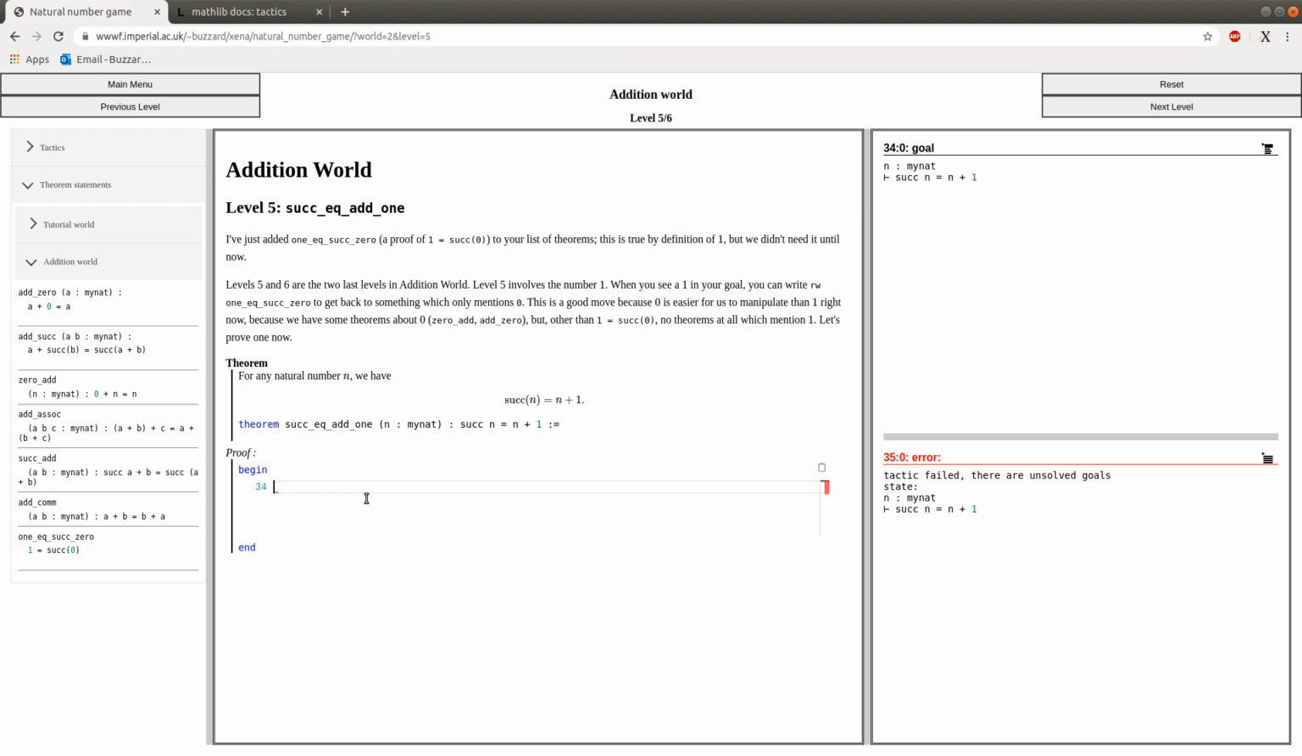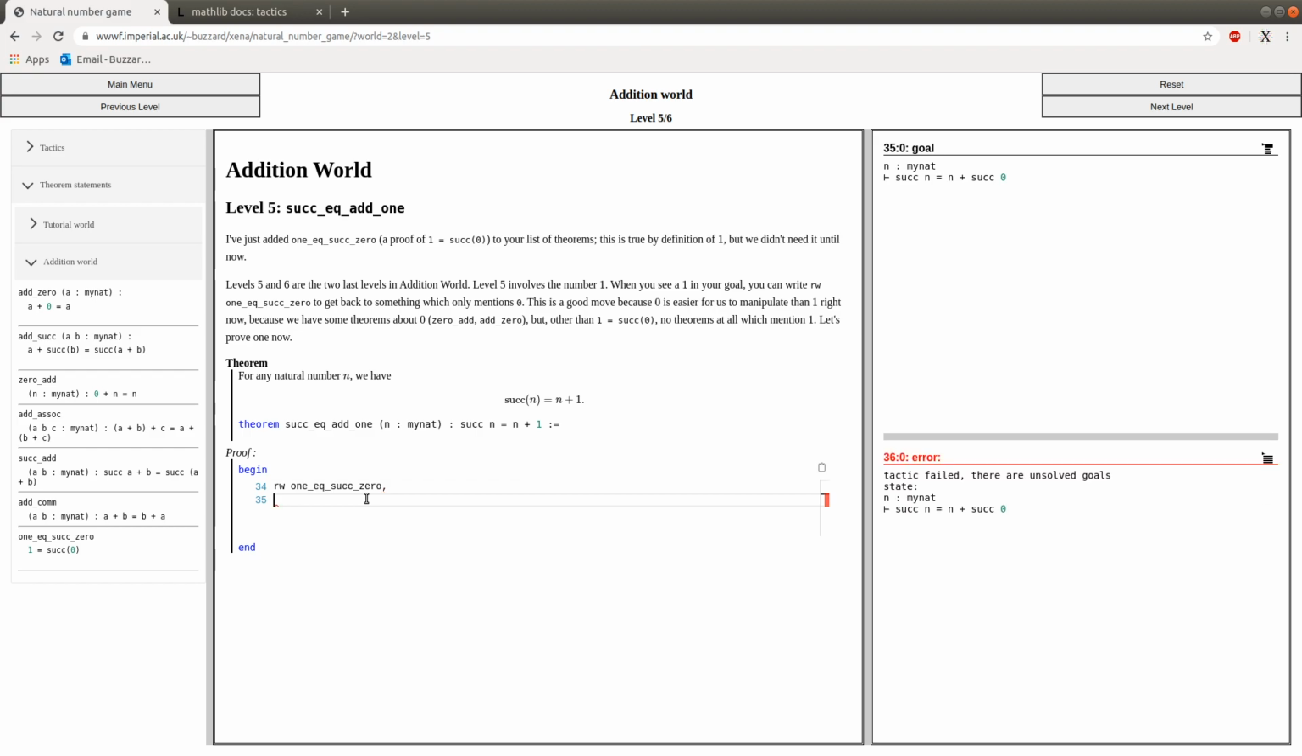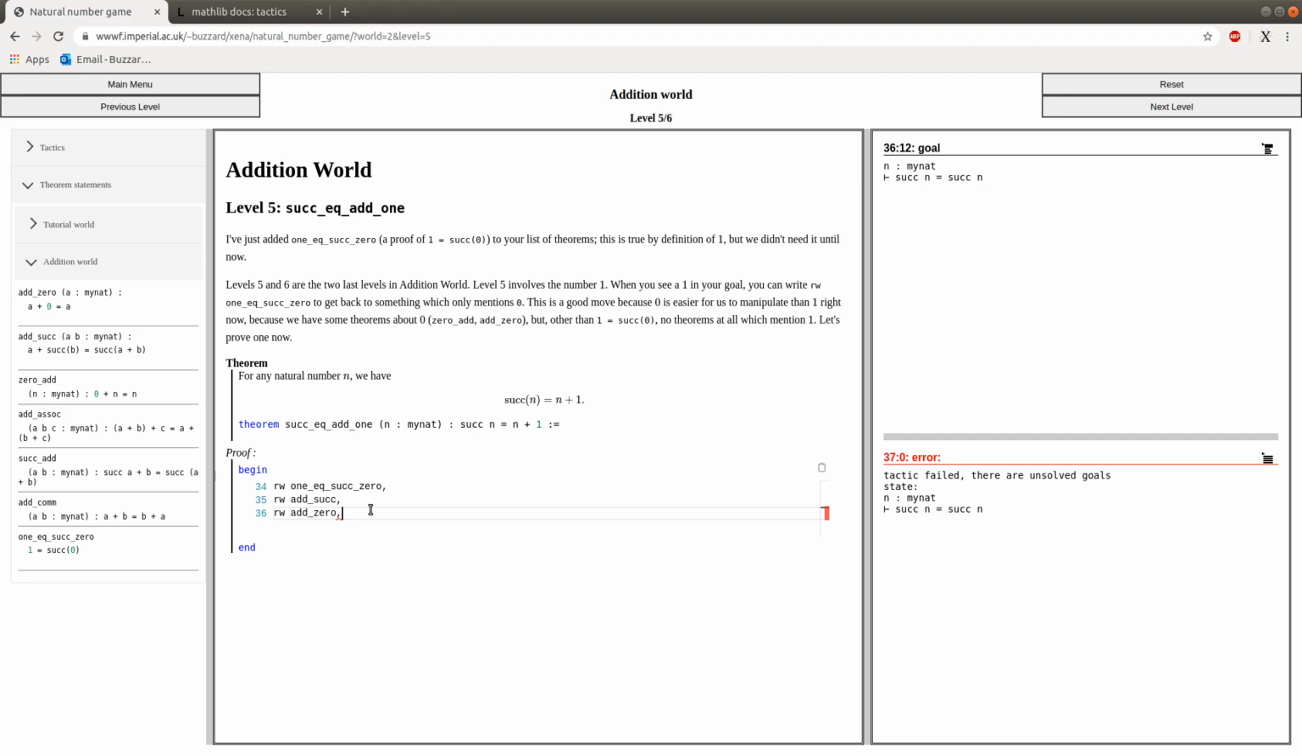What do we know? I think this one is going to be true by REFL. Let's have a look at this, right? Let's rewrite 1 as succ 0. There. And so that's true by definition. That's the definition of 1, that it is succ 0. And if I rewrite add succ, then I get succ of n plus 0. And if I rewrite add 0, then I get succ n is succ n. So all of those things are true by definition, so I don't need to do any of them. I can just do REFL, which will close this goal, right? There you go. There's the simplest possible proof of succ n is n add 1.